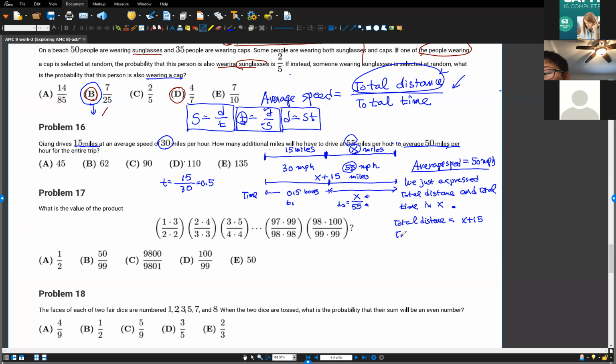Total time during the trip equals 0.5 hours for the first section, and for the second section, x over 55. That is total time. But this is a little bit hard because time and distance are in terms of x. x is an unknown number. But you have to learn this one if you want to try AMC 8. This is an AMC 8 question.